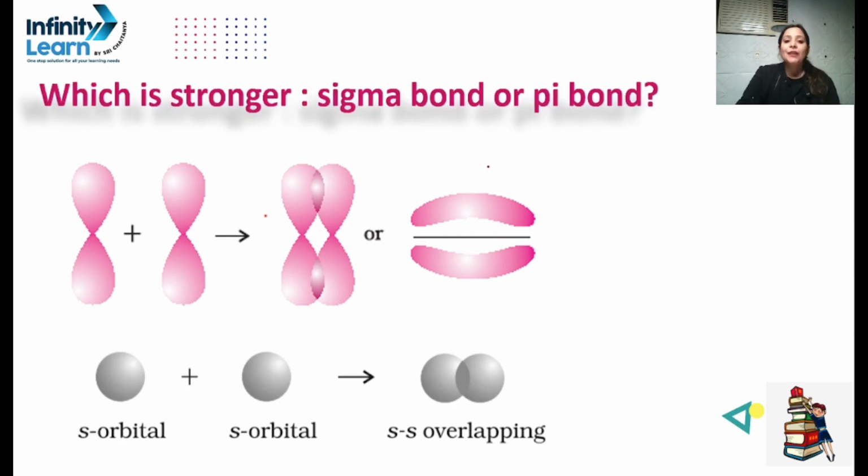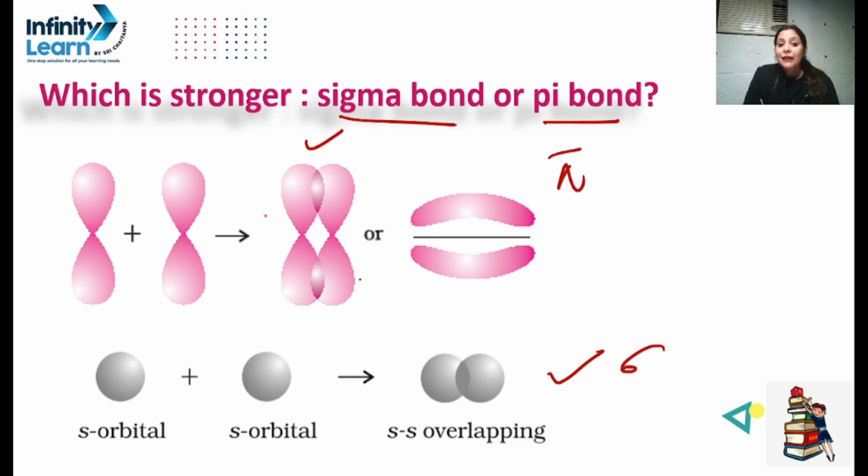Now, if I ask you which bond is stronger, sigma or pi? First, tell me which of them denotes the sigma bonding. Yes, the second one, because head-to-head overlap is sigma bonding, and when two s orbitals combine, they show only and only sigma bonding. And this one is a sidewise overlapping, which indicates the pi bond, and this one is sigma.